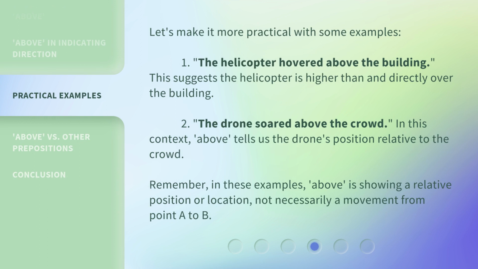Let's make it more practical with some examples. 1. The helicopter hovered above the building. This suggests the helicopter is higher than and directly over the building. 2. The drone soared above the crowd. In this context, "above" tells us the drone's position relative to the crowd. Remember, in these examples, "above" is showing a relative position or location, not necessarily a movement from point A to B.